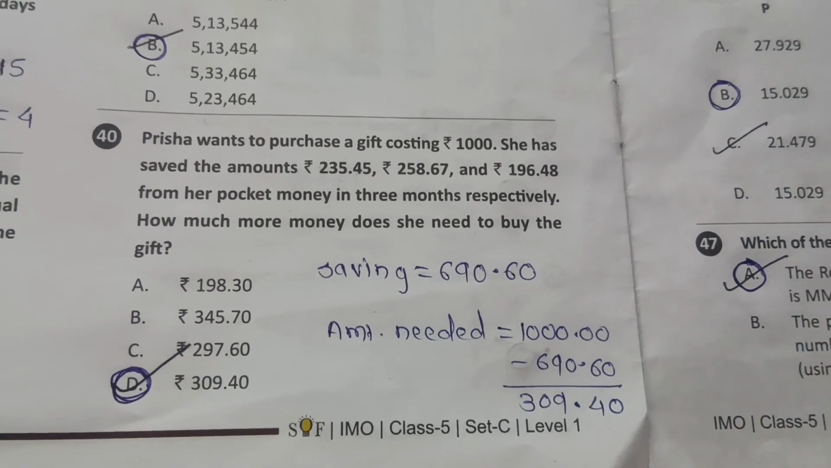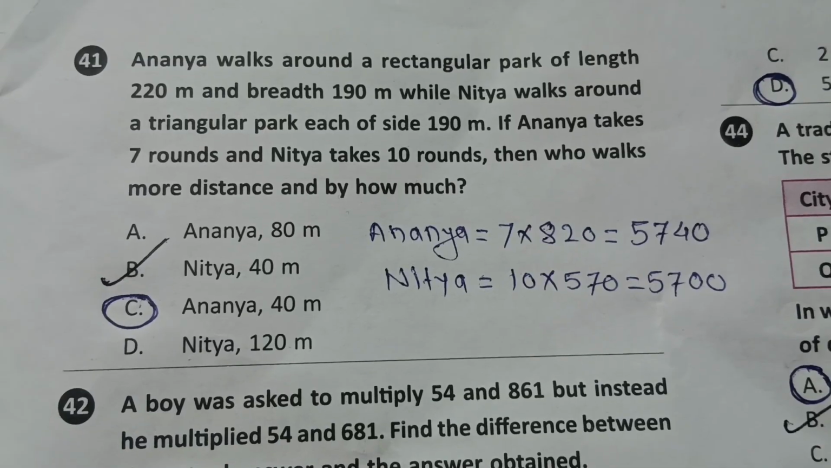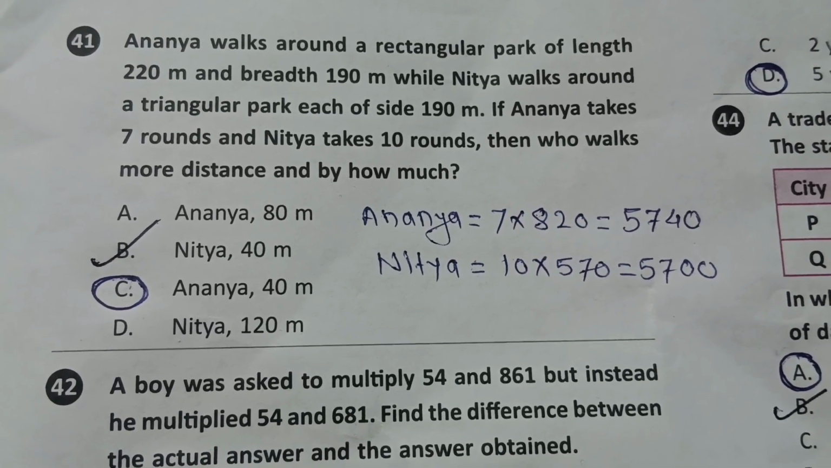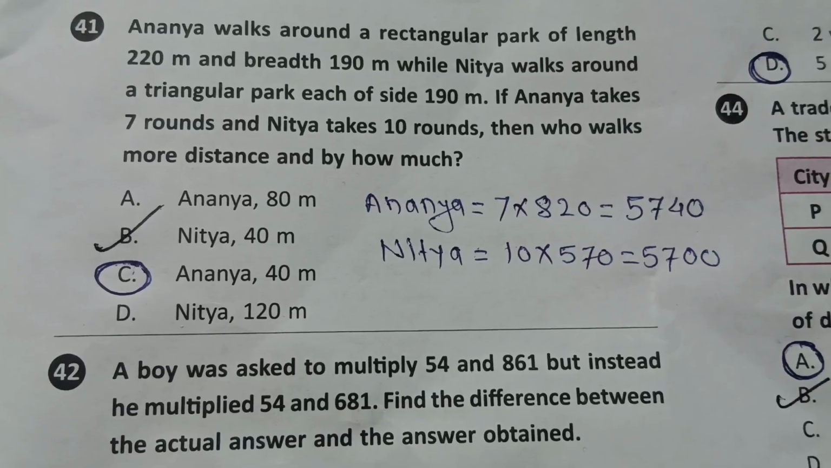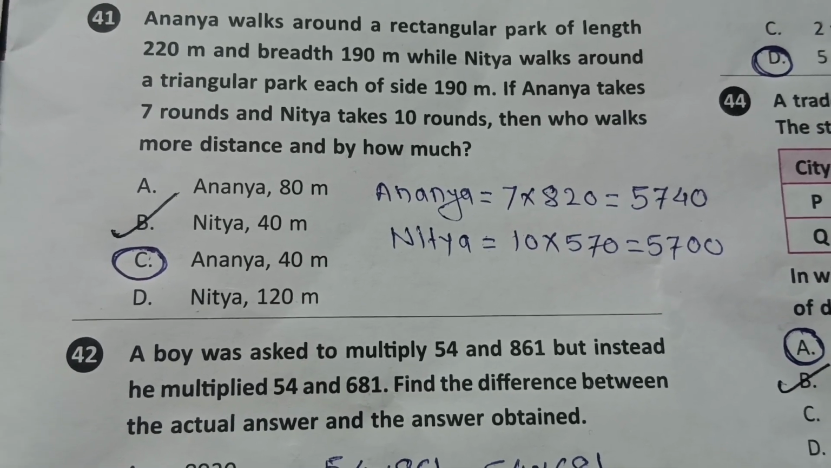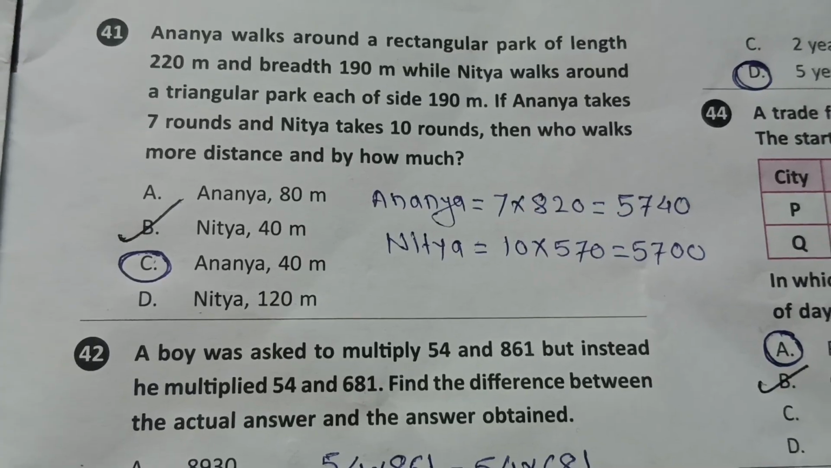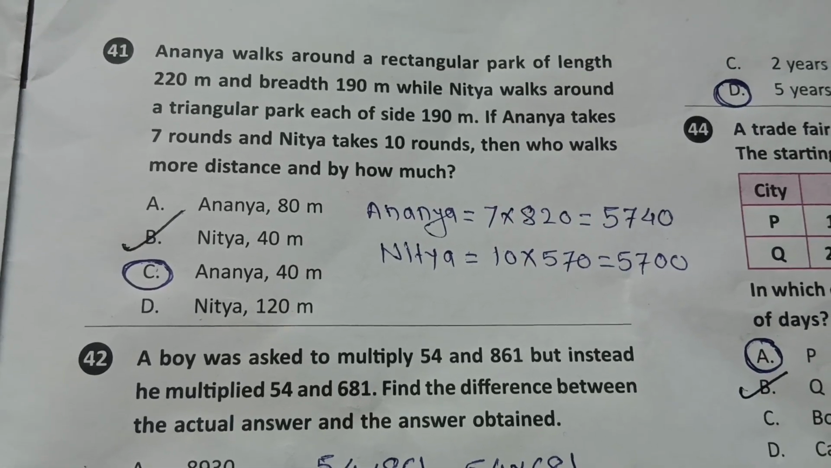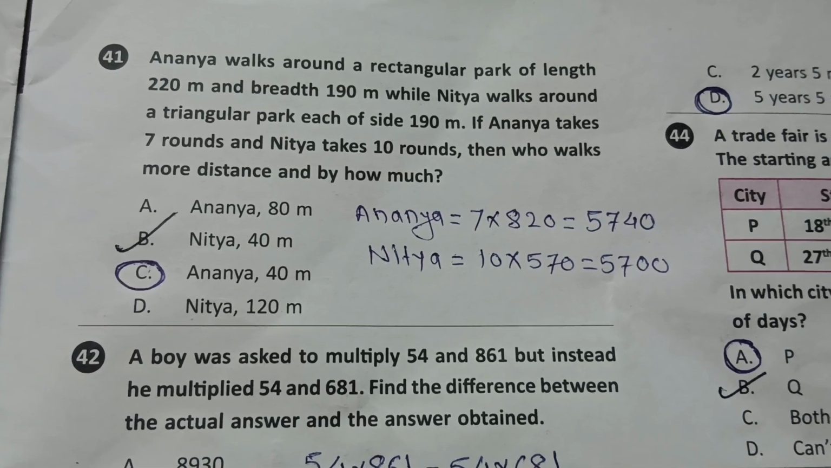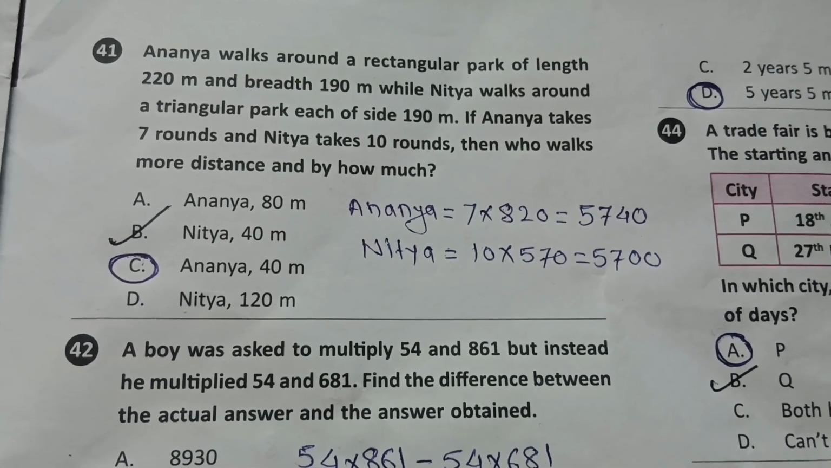Option D. Anaya walks around a rectangular park of length 220 meter and breadth 190 meter, while Nitya walks around a triangular park each of side 190 meter. If Anaya takes 7 rounds and Nitya takes 10 rounds, then who walks more distance and by how much? For this, first we have to calculate the perimeter of the rectangular park, that is 820, and 7 rounds, so multiplied by 7 we get 5740 meter.